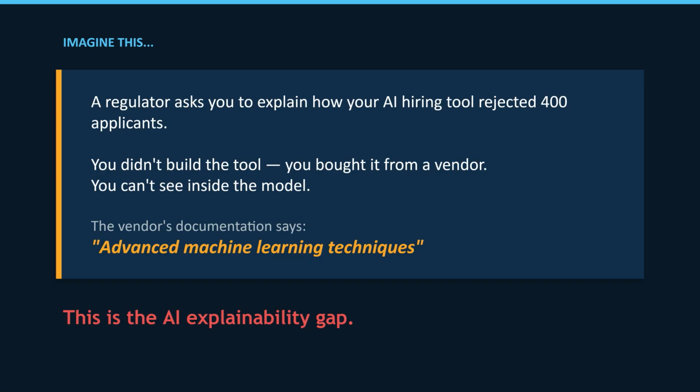So let me paint you a picture. Imagine you get a letter from a regulator asking you to explain how your AI-powered hiring tool decided to reject 400 applicants. And here's the problem: you didn't build the tool, you bought it from a vendor. You don't have access to the model, and you can't see inside it. And when you check the vendor's documentation, the best they can offer is "the system uses advanced machine learning techniques," and that's your explanation: advanced machine learning techniques. So try handing that to a regulator, and this again is what I'm calling the AI explainability gap.